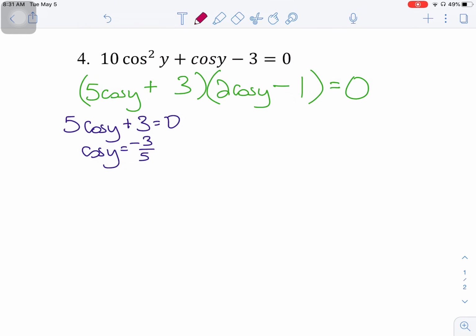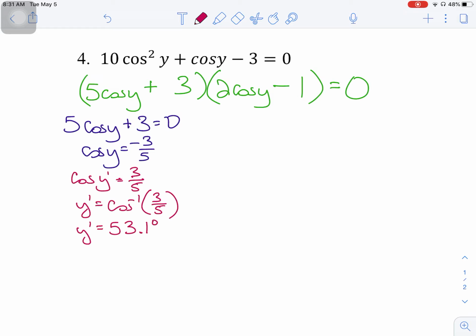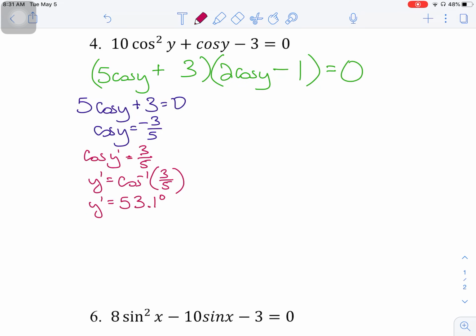Not a huge fan of the negative here, so I'm going to do a cosine y prime, right? Reference angle is equal to positive 3/5. So my reference angle would be equal to the inverse cosine of 3/5. All right, grab a calculator, inverse cosine of 3/5, round it off to the nearest tenth, so 53.1 degrees.